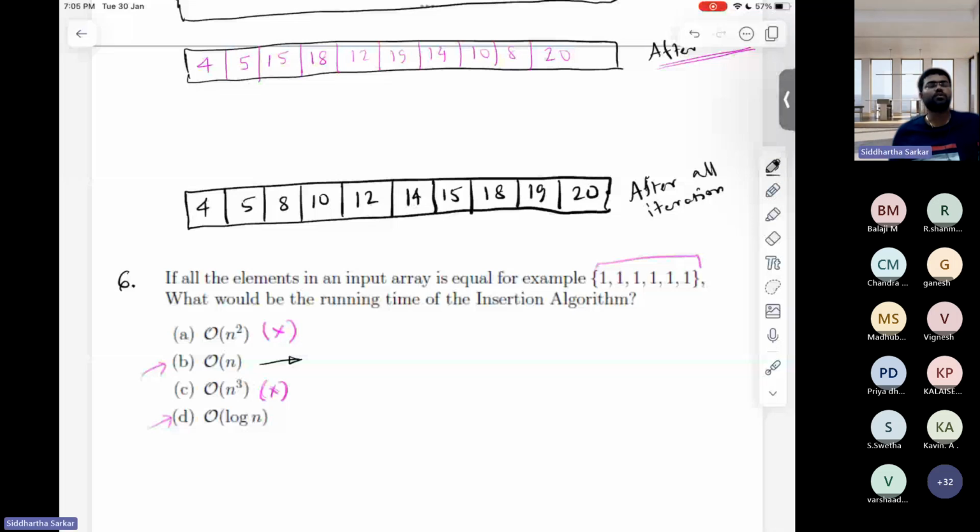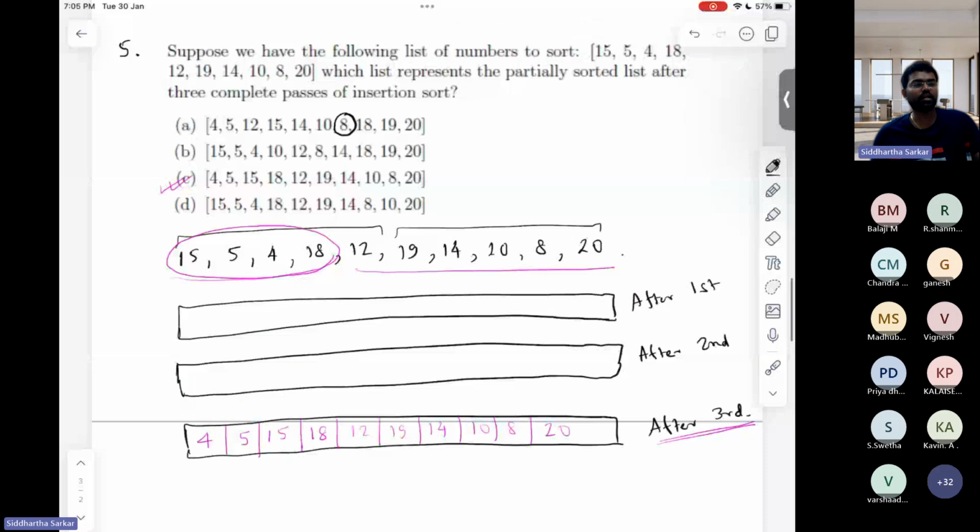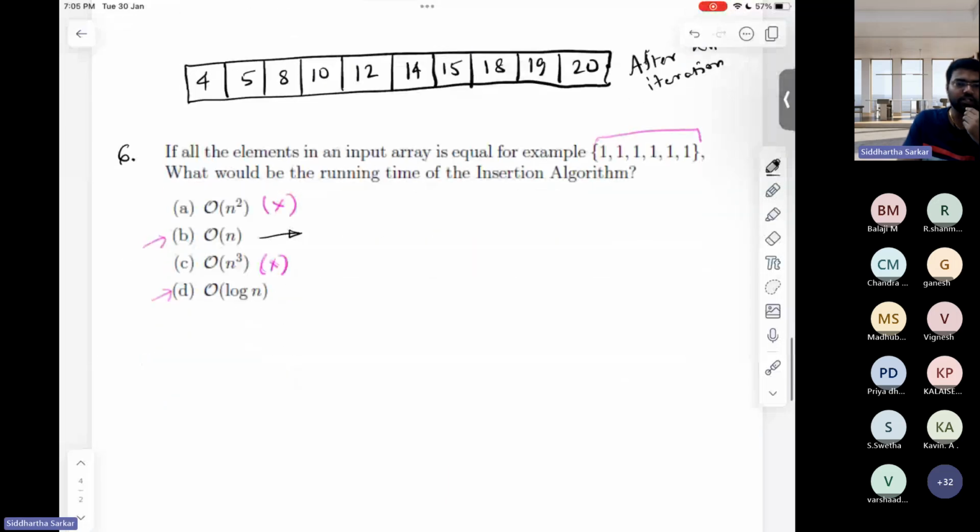So you have to understand how insertion sort works. In the last question we saw that insertion sort maintains a property after the ith iteration: the first i plus 1 elements in the array, among themselves, should be sorted after the ith iteration. So how does insertion sort achieve this property?